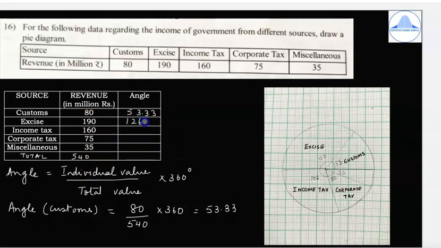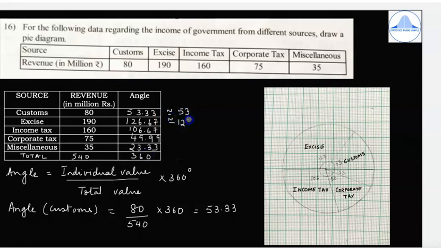So it is 126.67, then 106.67, 49.99, and then I have 23.33. So when you add up this, the total will be 360. So this I'm going to approximate as 53.